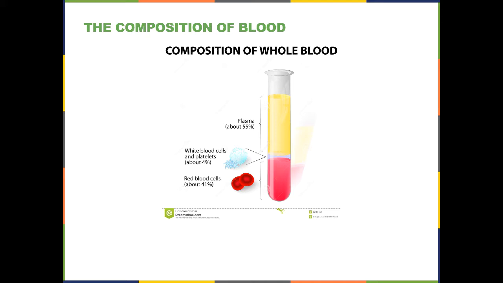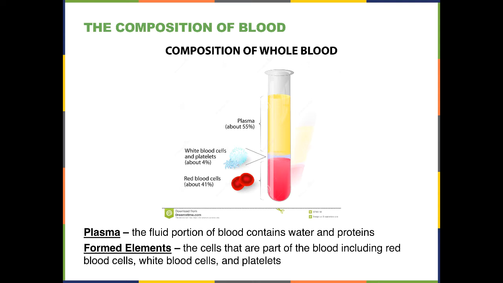Now, when we think in terms of composition, the blood is essentially a little over half plasma and the rest formed elements. The plasma is the liquid portion, and it contains essentially water and proteins. The formed elements are the cells that make up the blood, and they include red blood cells, white blood cells, and platelets. And as you can see here, about 55% of the blood is plasma. About 45% is the formed elements. Of that 45%, about 90% is red blood cells, and the rest is white blood cells and platelets.